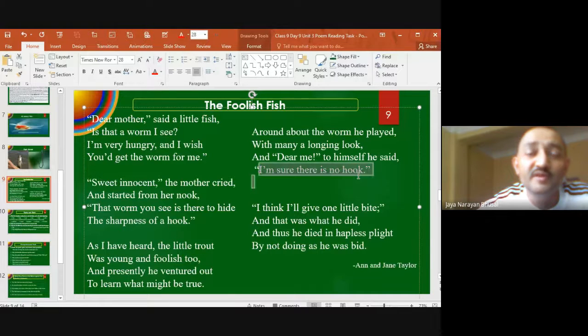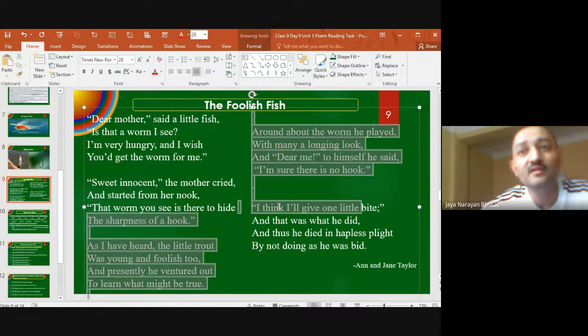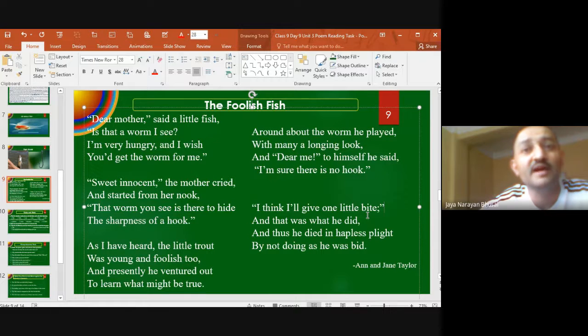The baby must be listening, but does not listen. I think I'll give one little bite. Look at this. Despite mother's warning, the baby insisted on doing what he liked. And that was what he did. And thus he died. Look at the word died in hapless plight. Plight means sorrow, pain. Hapless means unfortunate. By not doing as he was bid. Okay, so we can hear the mother speak, right?